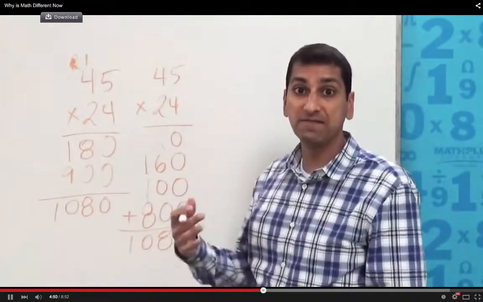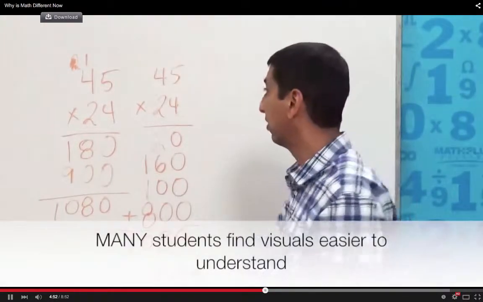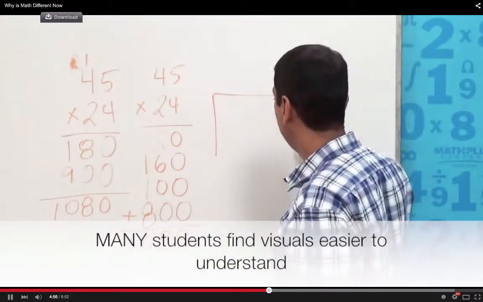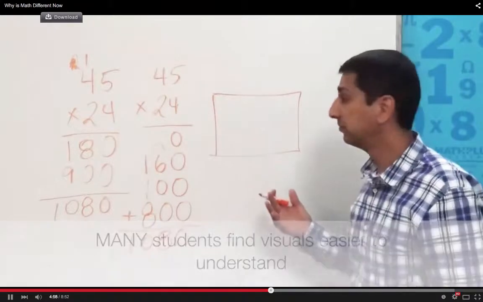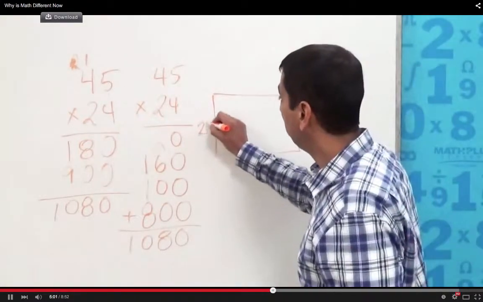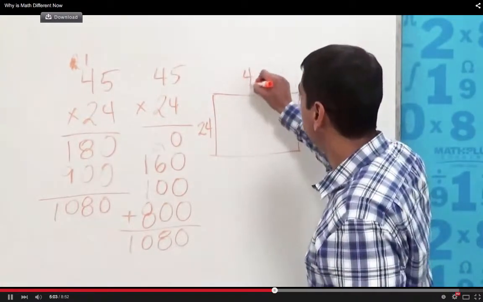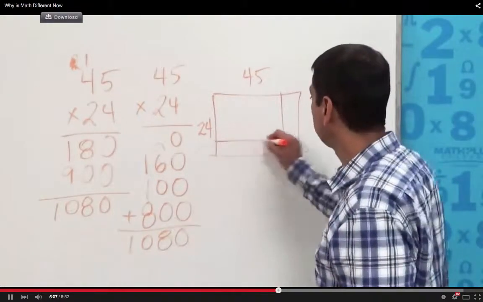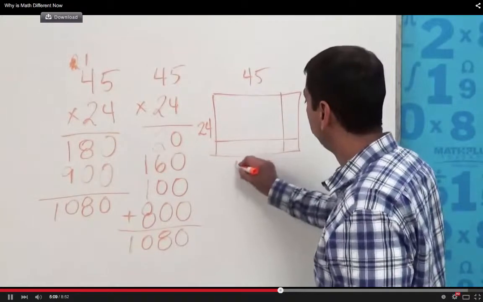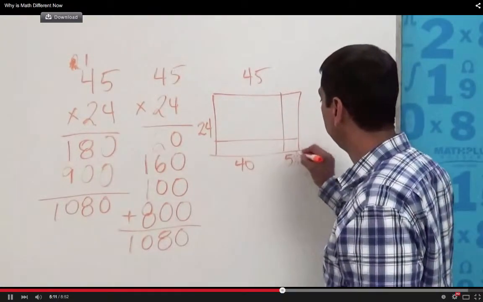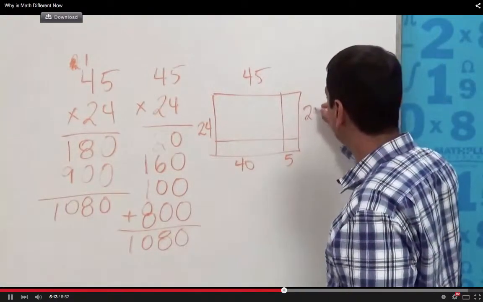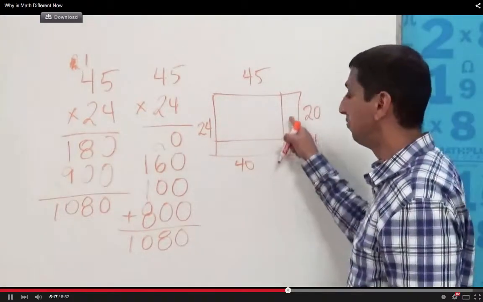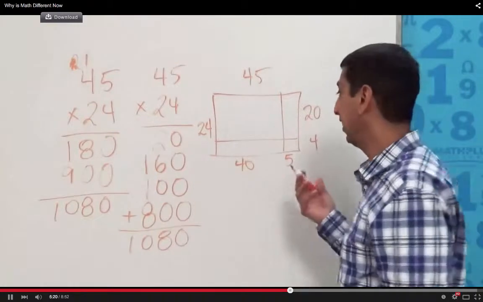And then we might even give them a visual picture of what's going on. When you multiply 2 numbers, you can think of that as the area of a rectangle. And this rectangle would be 24 units on this side and 45 units on that side. And if I break it up like this, and I imagine this to be 40 and 5, and this side to be 20 and 4, then I can compute the area of these 4 little internal rectangles.